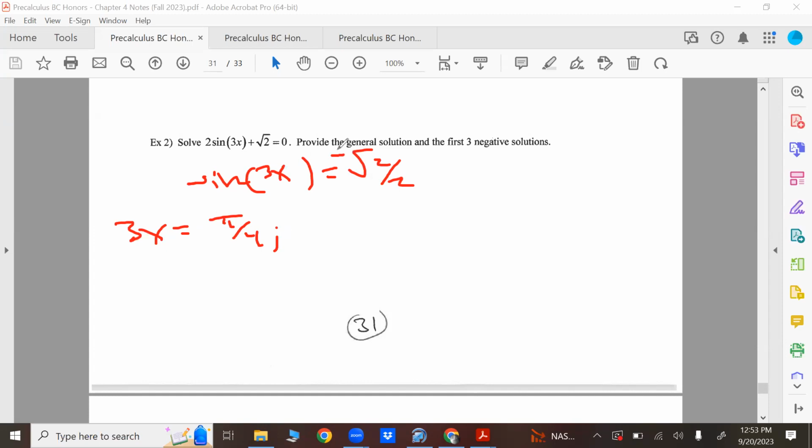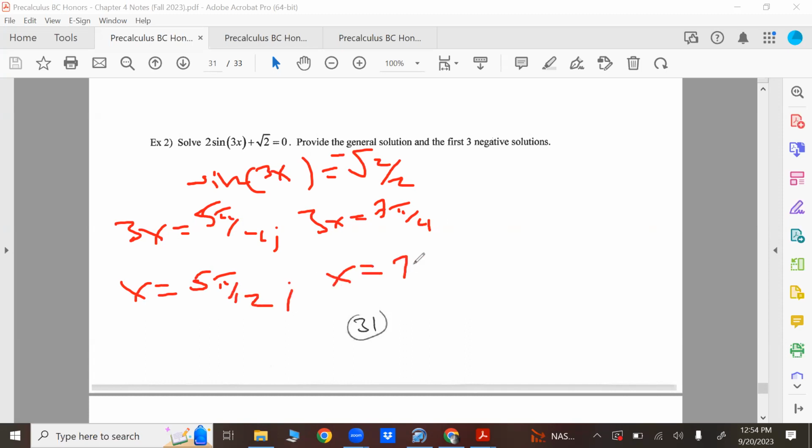Oh, it's negative, right. Sorry, my bad. My apologies. So it'd be 3 pi over 4. No, lied again. 5 pi over 4. Or what's the other one? 7 pi over 4. Okay. So in this case, x will equal 5 pi over 12. Or x could equal 7 pi over 12. Okay.